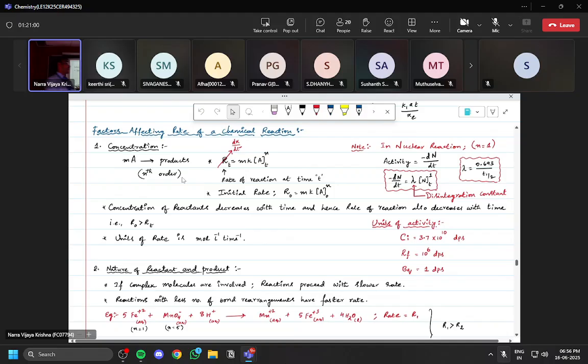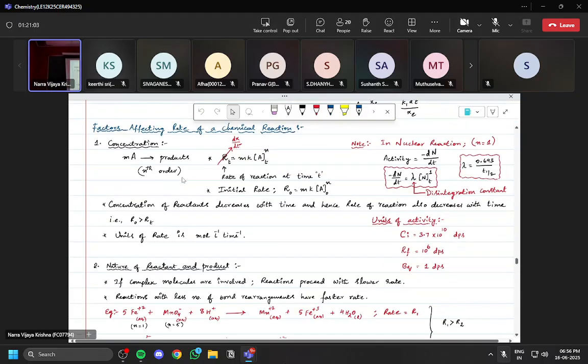This is factors affecting rate. What is the first one? Concentration. If I increase the concentration of reactants, the rate also increases. As time proceeds, the concentration of reactant decreases, therefore the rate also decreases. The rate at a time t is written as R_t equals (1/m) k into concentration of A, where m is the stoichiometric coefficient. Initial rate I am writing as R0. Among R0 and R_t, which is higher? R0 is greater than R_t.